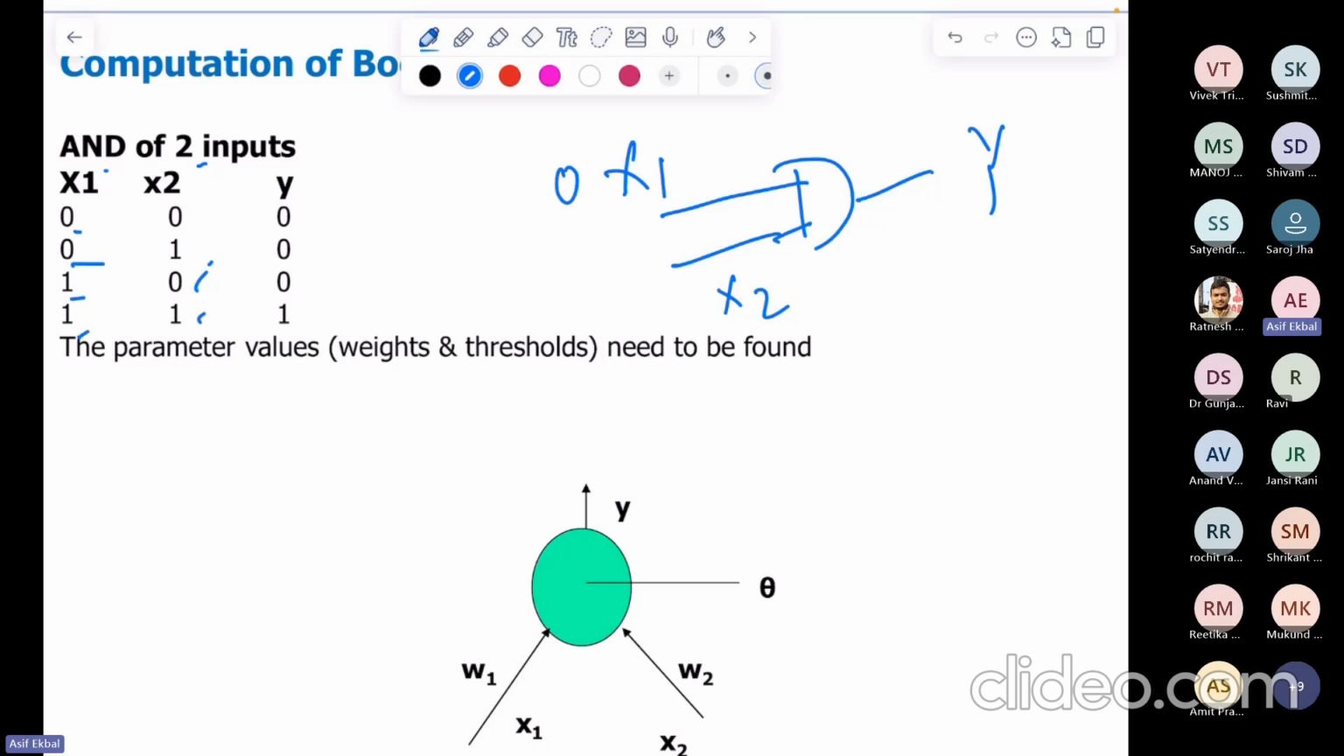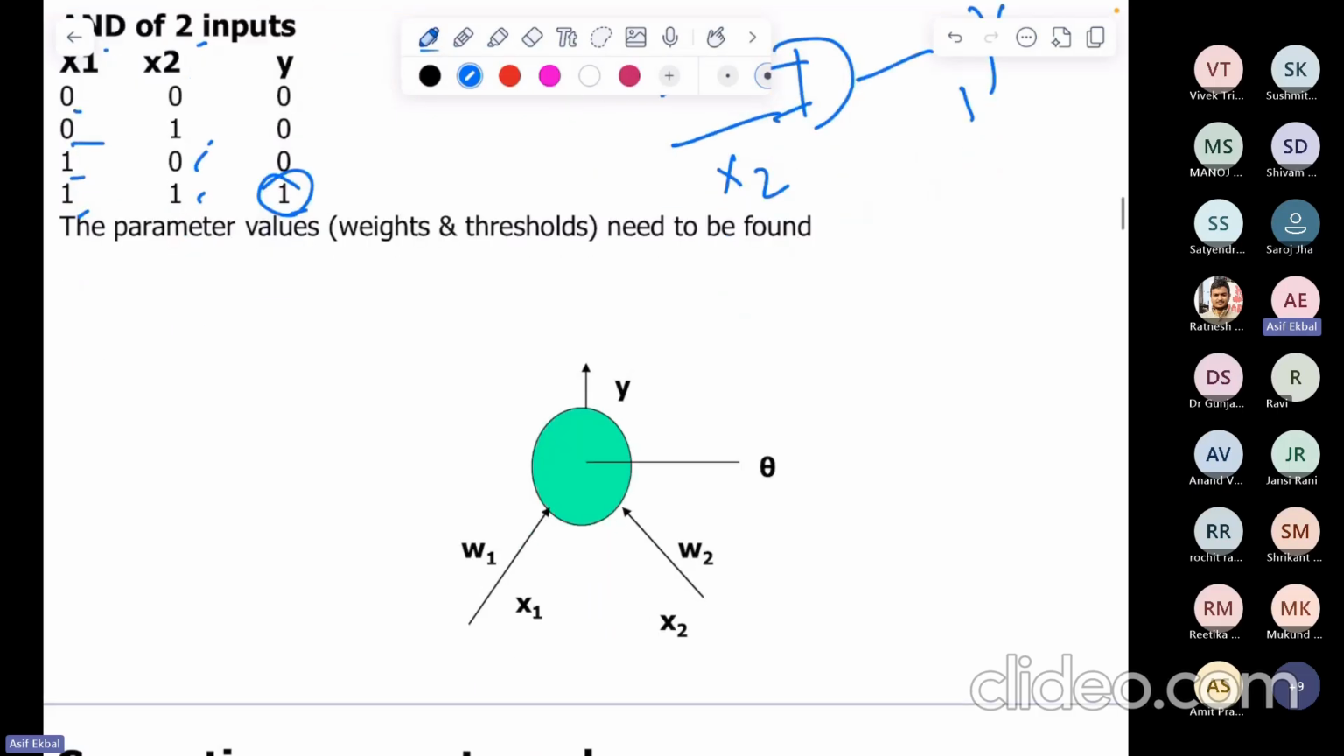And what will be the output? If both the inputs are 1, then only the output will be 1. Otherwise, the output is 0. That is the Boolean function of the AND gate. Now, if you want to represent it in terms of a perceptron, you can consider x1, x2 as 2 inputs, W1 and W2 as 2 different weights, and an output y, and you also have to consider a threshold theta. That is how the same AND function is represented using perceptrons.